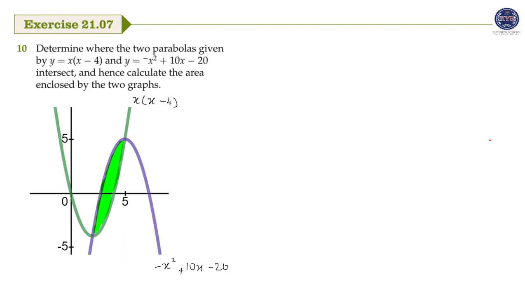By the way, you have to find the point of intersection between these two curves. You may sketch the graph by using the Desmos. It will help you a lot in order to identify the area that is bounded by these two. Okay, right, so therefore I skip number 10.